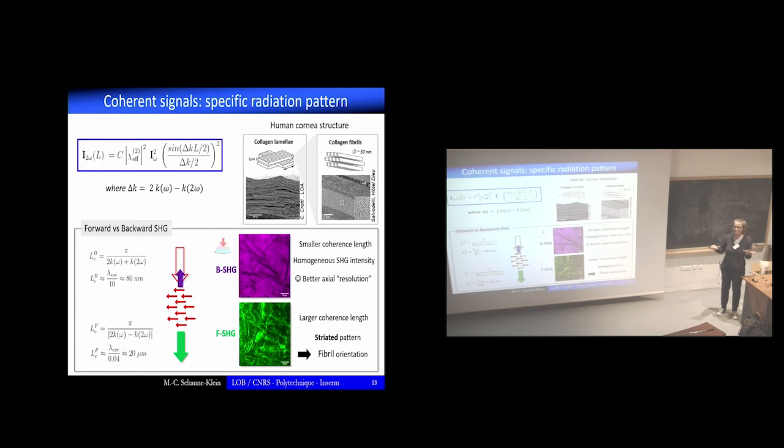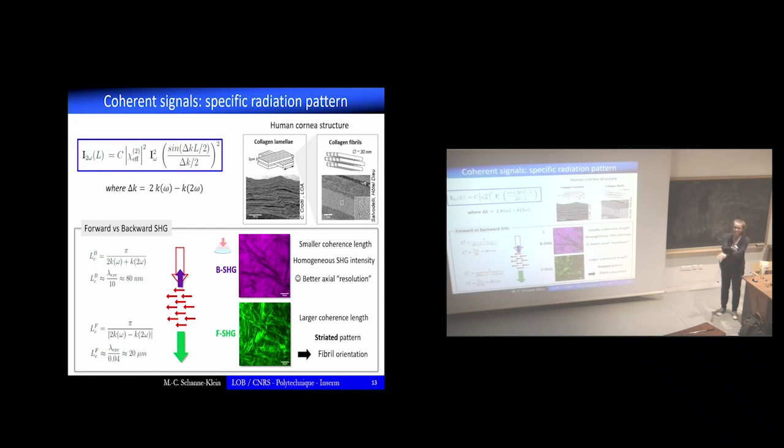So from the optical point of view, it's homogeneous. And that's what we see in the backward direction. There is a small coherence length to probe about 100 nanometers within a lamella. It's homogeneous. But in the forward direction, we probe a focal volume that extends over at least 2 lamellae.